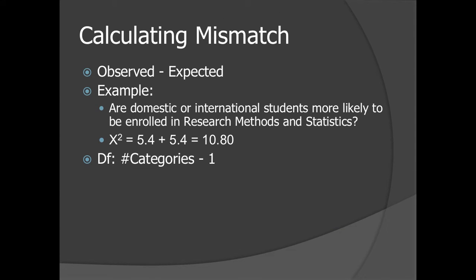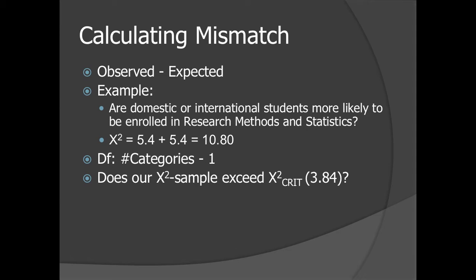So we need to first figure out what our degrees of freedom are to look at our table to determine the correct critical chi-squared value. For the chi-squared test for goodness of fit, our degrees of freedom are the number of categories that we have minus 1. So in this example, we have 2 categories. We have domestic and international students. So we're going to take 2 categories minus 1, so that gives us 1 degree of freedom.